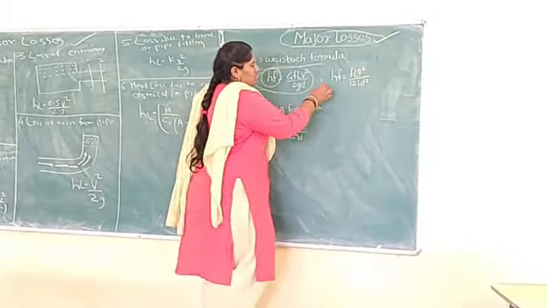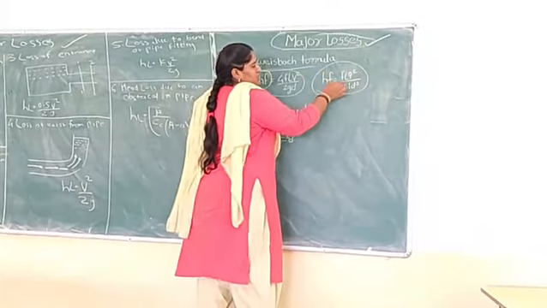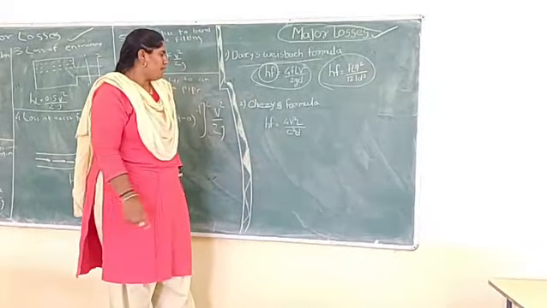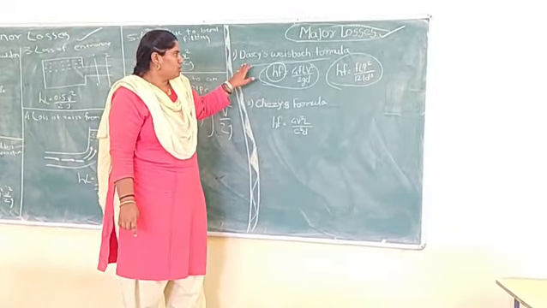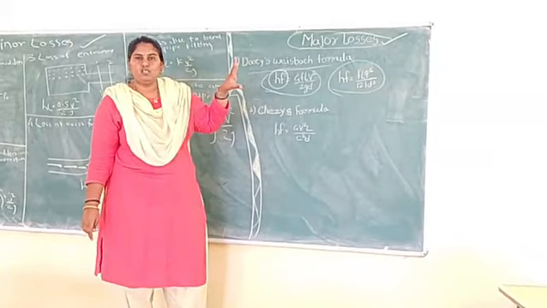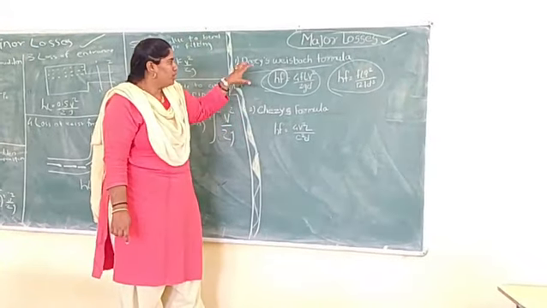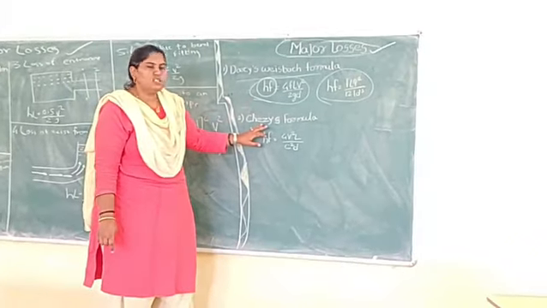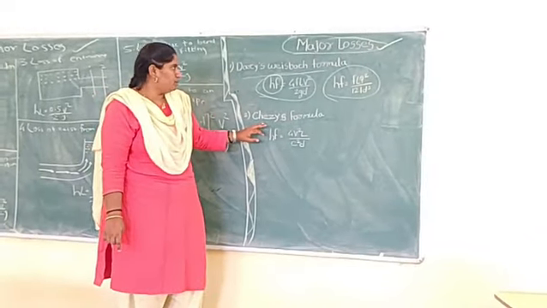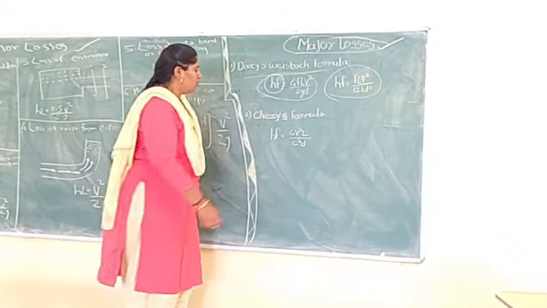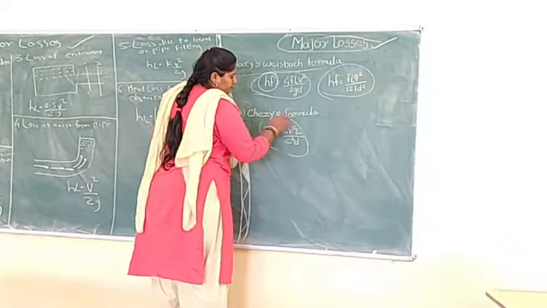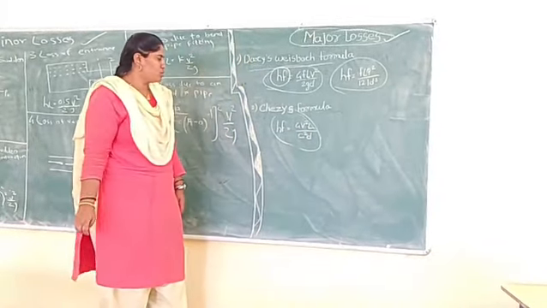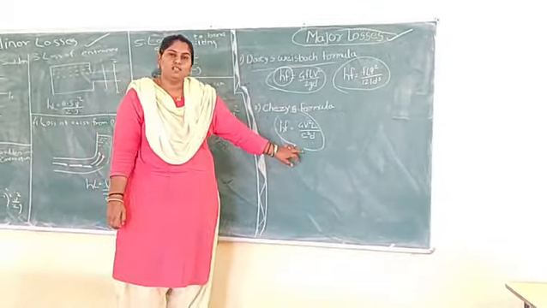The second formula is based on the discharge, that is HF equal to FLQ square upon 12.1 D raised to 5. Again, for calculating these major losses due to friction, one is the Darcy-Weisbach formula, and the second one is the Chezy's formula, which is also applied to calculate this major loss, that is HF equal to 4V square L upon C square into D, where C is the Chezy's coefficient.